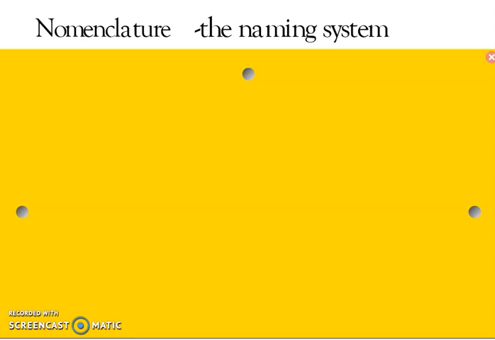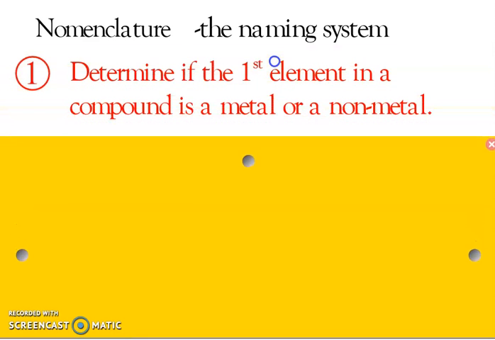Okay, today we're going to talk about nomenclature, and that means literally the naming system. So for naming compounds, you have to know a couple things. The first thing you need to know is you need to determine the first element, which type of element it is. If it's a metal or a non-metal.